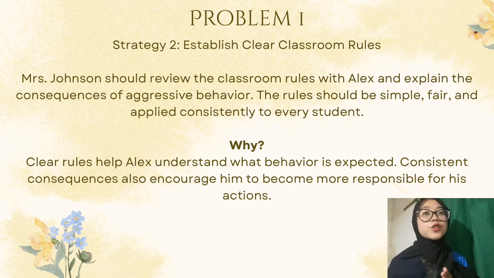Next, strategy number 2, establish clear classroom rules. Ms. Johnson should review the classroom rules with Alex and explain the consequences of aggressive behaviors. The rules should be simple, fair, and applied consistently to every student, not just Alex. And why? Because clear rules will help Alex understand what behavior is expected, and consistent consequences also encourage him to become more responsible for his actions.